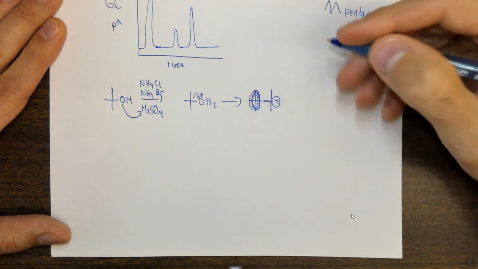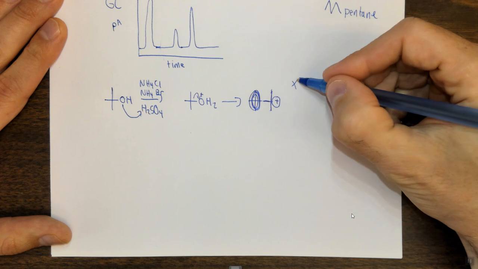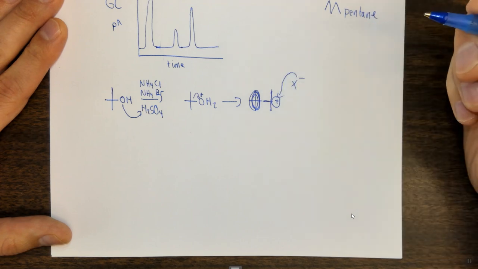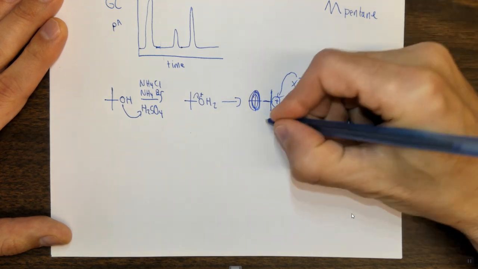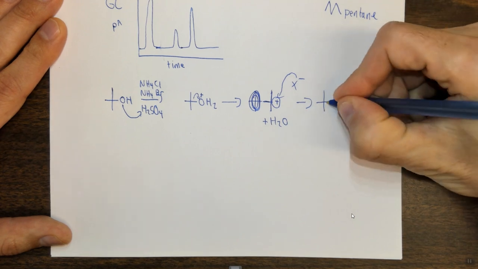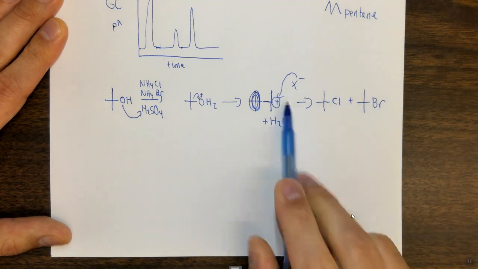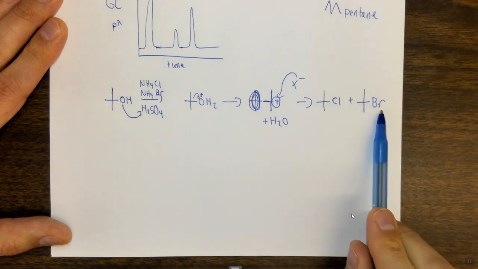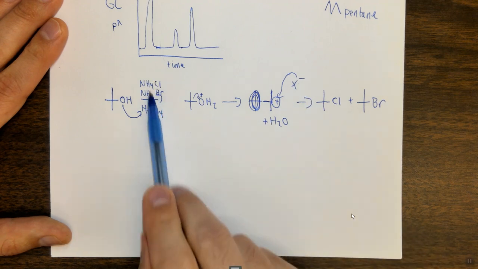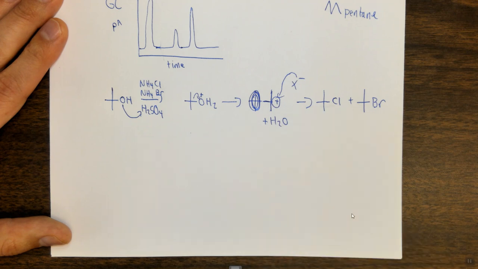Now, once we've formed the carbocation, we have X minus. X minus acts as the nucleophile and comes in and attaches. In this case, the water was kicked out in this step. Because X minus is a mixture of chloride and bromide, we have nucleophile in solution. You can see them here. These come in and they overtake this.